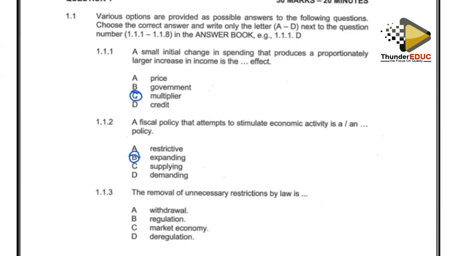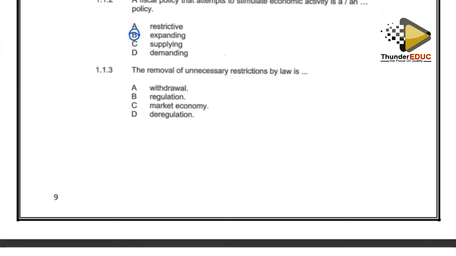Okay, great talks. Moving on to the next question, 1.1.3. Removal of unnecessary restrictions by law is dash. Guys, if you check this set of questions, they are pretty similar to one another, starting from question one that we dealt with. Remember, we are dealing with a different set of questions, but under the same section. So that is why, I advise you, whenever you are revising, make sure you understand the concept. If you don't understand the concept, don't hesitate to ask for any form of assistance.